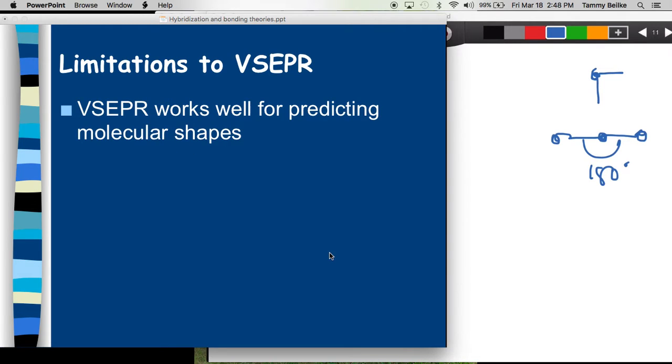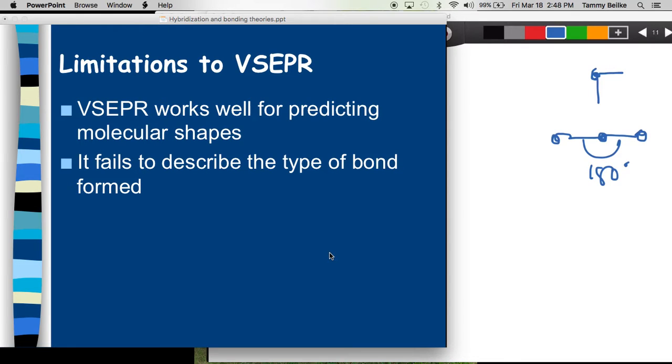It works really great for predicting molecular shapes, this VSEPR theory. But the problem is that there are a lot of different types of bonds that you could look at, and VSEPR theory doesn't really go into why a particular kind of bond forms, or why it is that carbon forms four equivalent bonds and that sort of thing. So we need more models to help us understand why molecules take on certain shapes and why they are formed the way they are.